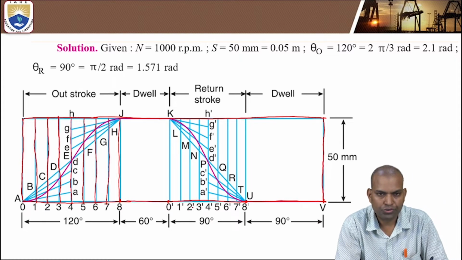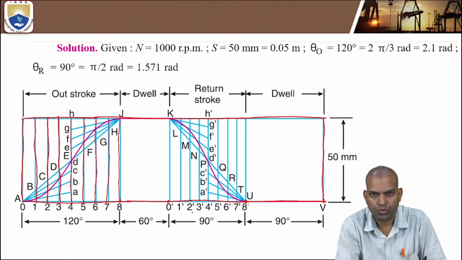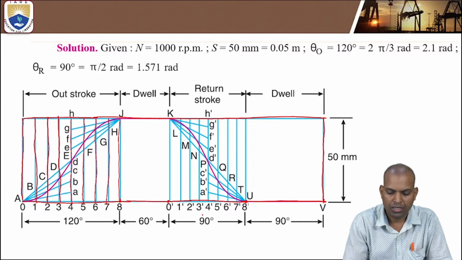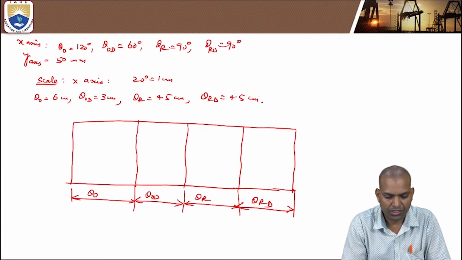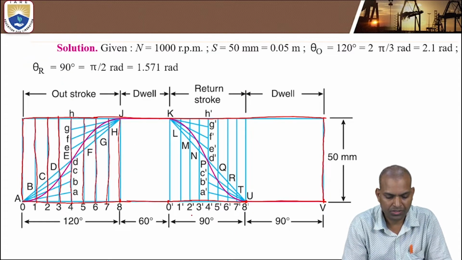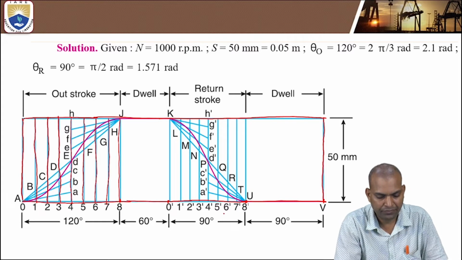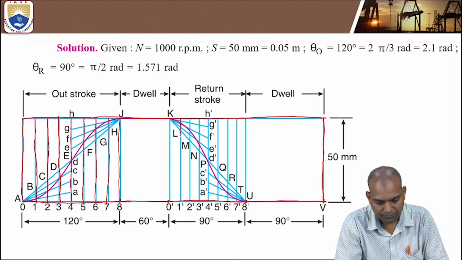Similarly, the return stroke should also be divided into 8 equal parts. We consider the return stroke as 4.5 centimeters, equally divided, 45 millimeters into 8 equal parts. Then join with vertical lines.